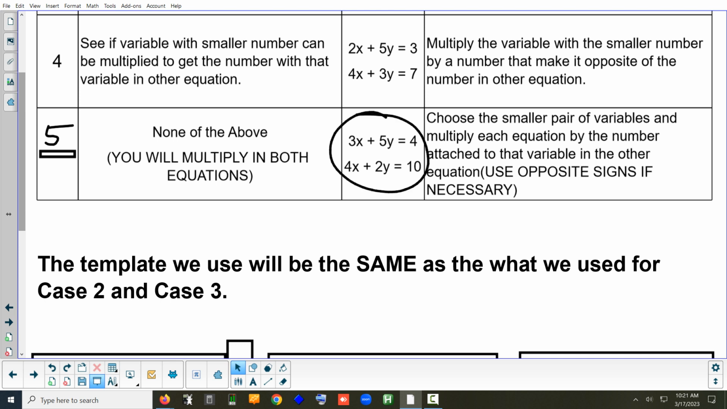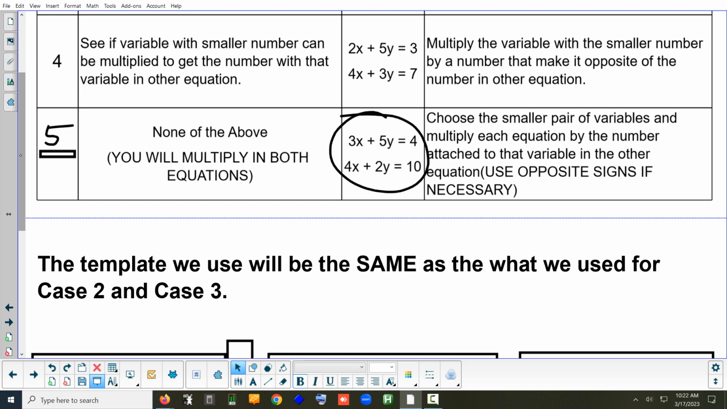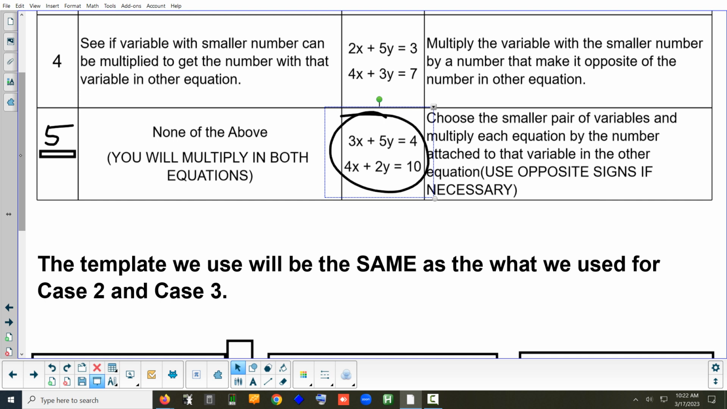Here's another example of a problem that would be situation 5. The quick way to tell that it's situation 5 is you don't have any single variables anywhere, and you can't multiply the smaller one to get the bigger one. That's the worst case.